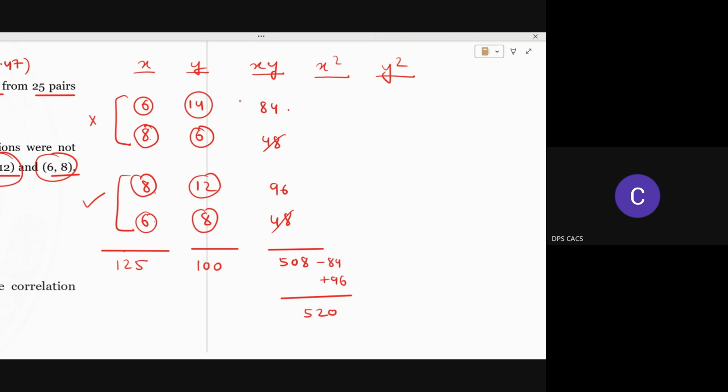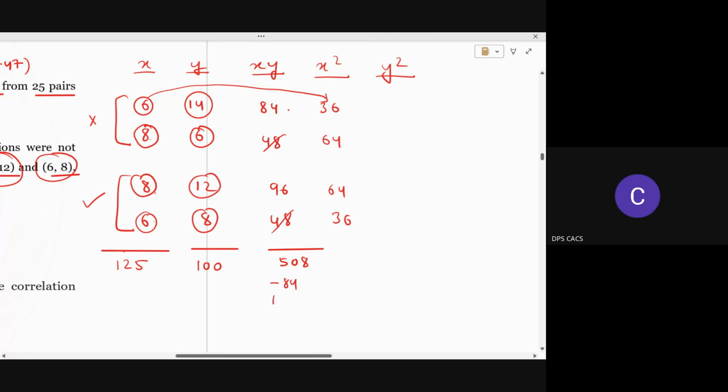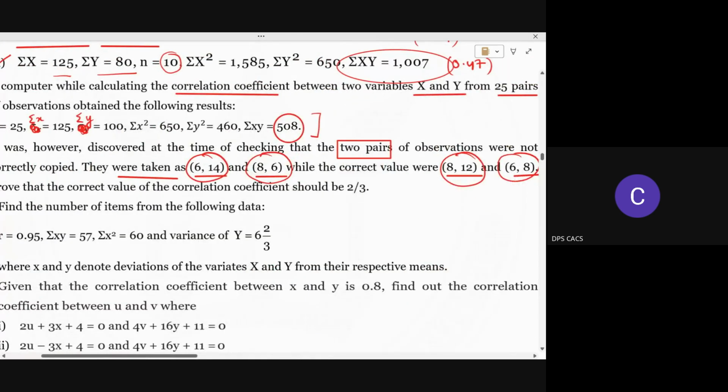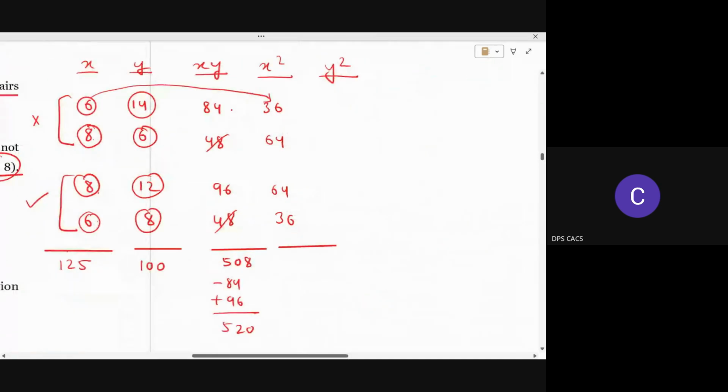Tell me, what mistake I have made in X square column? Sir, what will be written in place of 6? Think about it. 36. What should have been written in place of 8? 64, and 36 are the same, right? So it will not change. The total of the column, what is the total of the column? See your question. 650. 650 is the total. You have the book. Check. 650 is the total. Not changing because figures are same.